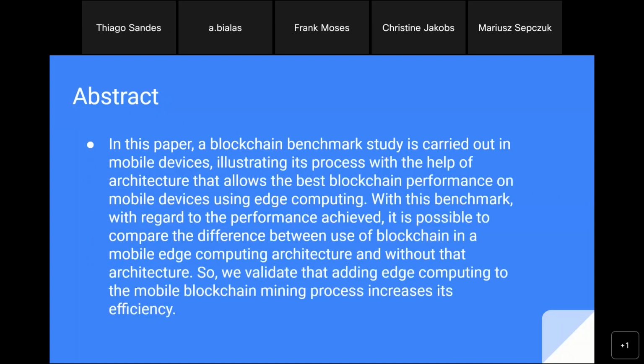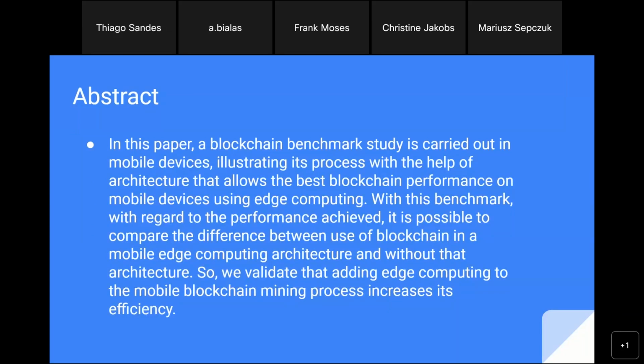The abstract. In this paper, blockchain benchmark studies are carried out on mobile devices, illustrating the process with the help of an architecture that allows the best blockchain performance on mobile devices using edge computing.